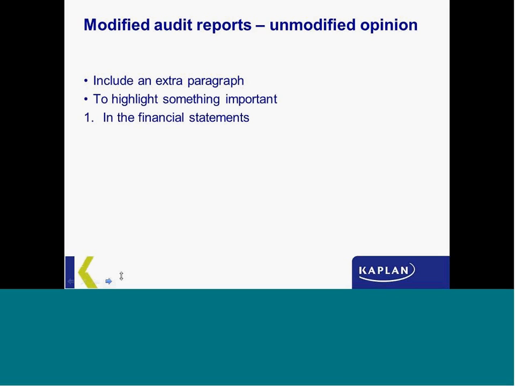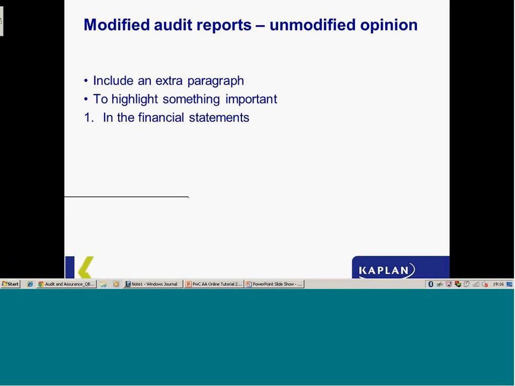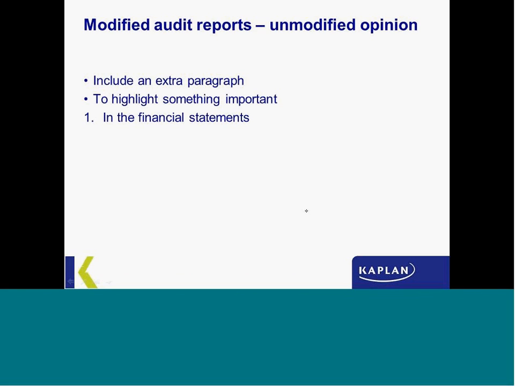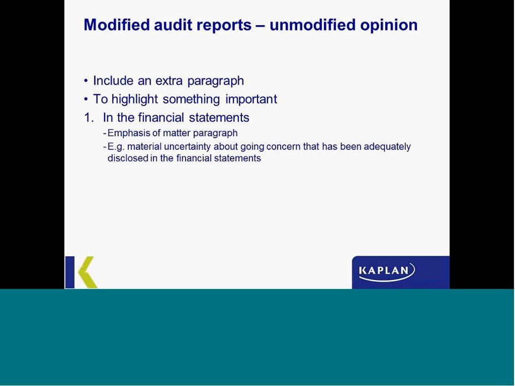I can still, sorry, can't quite see. There it is. I'm including an extra paragraph, which is, as I said, to highlight something important, potentially a significant matter with regards to going concern or something of that ilk. It is something important in the financial statements, in the director's report, or in the income statement. Then it's an emphasis of matter paragraph. So I include that extra emphasis of matter paragraph to say, look, the accounts are fair, but we draw your attention to this potential issue.